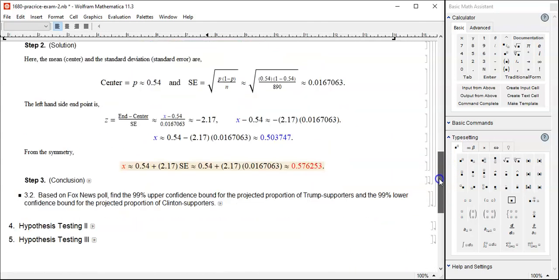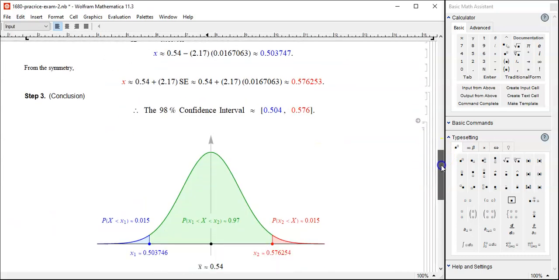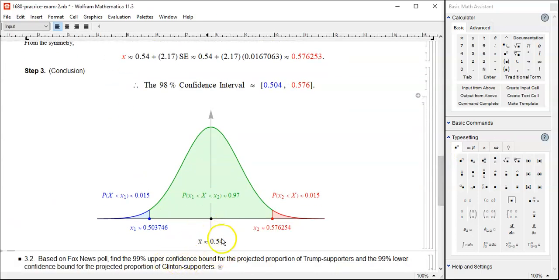So that's going to be your confidence interval, and here's your conclusion. 54% in the middle, 97% in the middle, and it begins from 50.37% and then goes to 57.625%, approximately speaking.